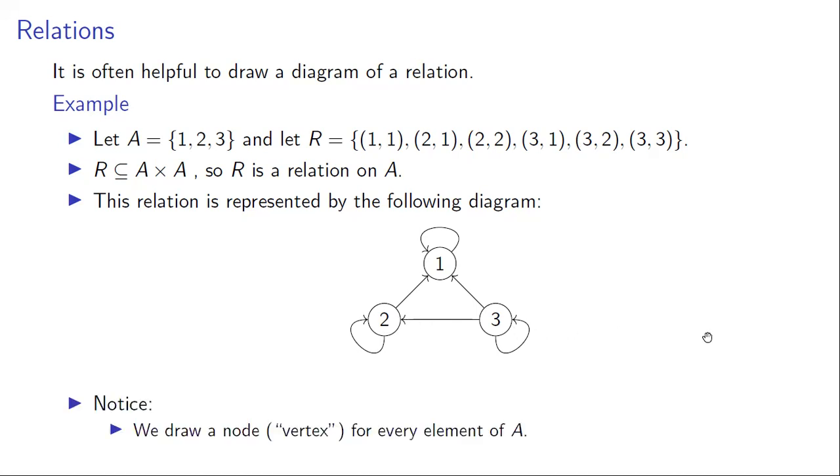Notice that we draw a node, or you can call it a vertex. Each of these is a vertex. We draw a node for every element of A. They're also called vertexes or vertices. Singular is vertex. So we draw a node or vertex for every element of A, and then we draw an arrow from X to Y, let's say from 2 to 1, whenever X, Y is an element of R. If we have a node here and a node here, we draw an arrow from this node to this node to represent that 2, 1 is an element of the relation.